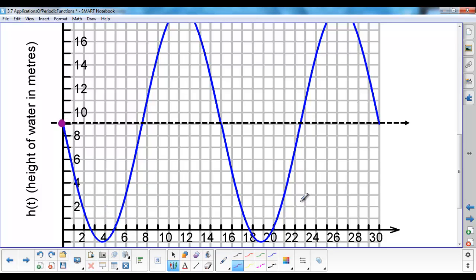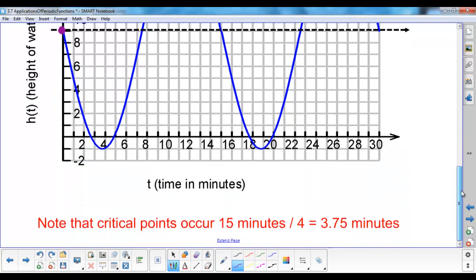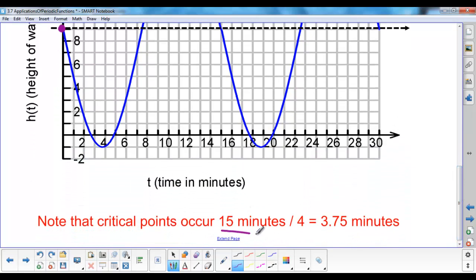So before I can find out where the minimum is, I need to determine what my critical points are. So it told us that the period was every 15 minutes. Take that 15 and divide by 4. So our critical points are going to be every 3.75 minutes.